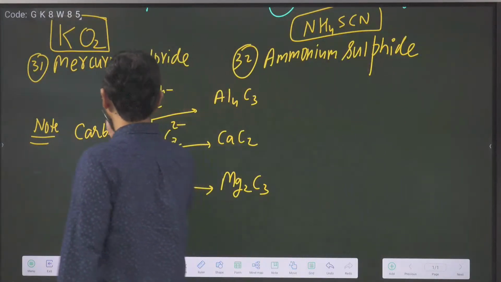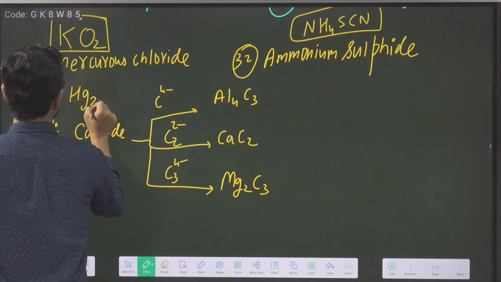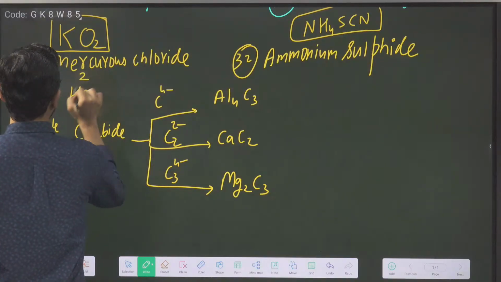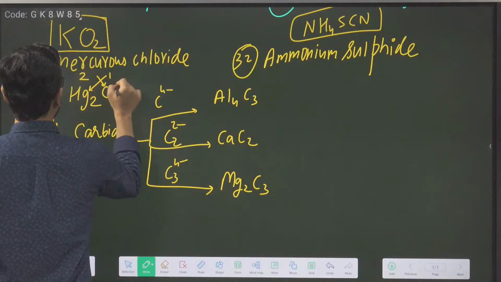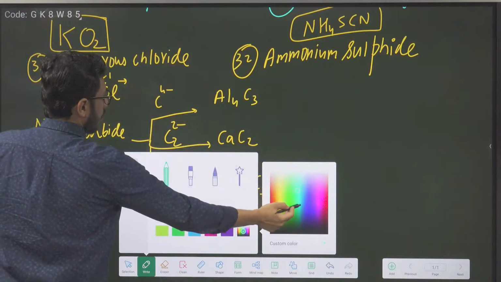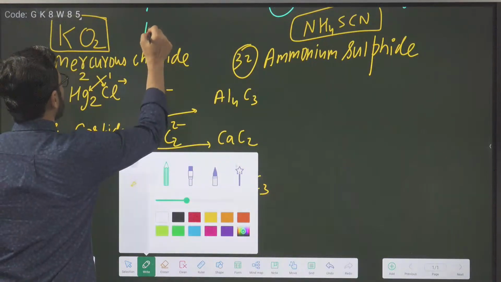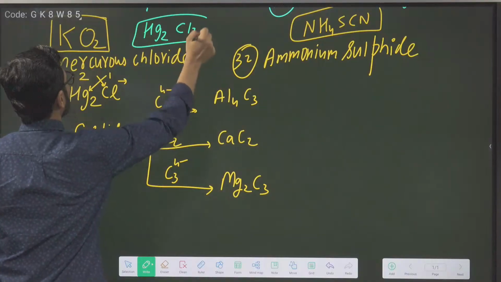Now mercurous chloride, Hg mercurous. Last class we have written Hg2 2 plus, net charge 2, and Cl minus 1. Crisscross method, it becomes Hg2Cl2.